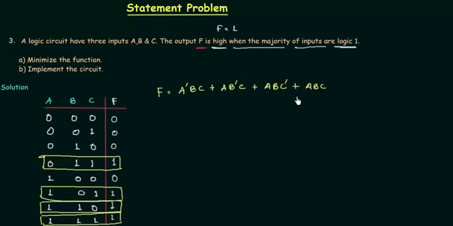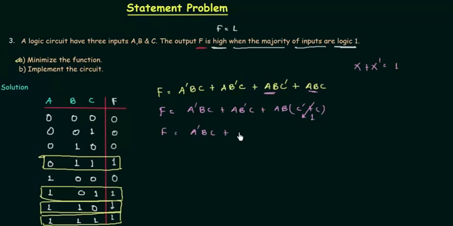So we have the function but we want to minimize it, so we are going to use Boolean algebra. I will take A B common from the last 2 terms, so we have A complement B C, or A B complement C, or A B. In the bracket we will have C complement or C, and we already know X or X complement is equal to 1, so C complement or C is equal to 1. Function F is A complement B C or A B complement C or A B, because A B and 1 is equal to A B.